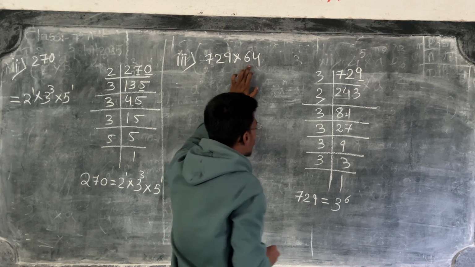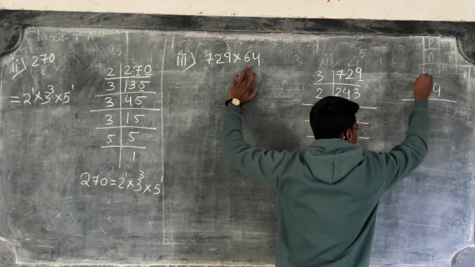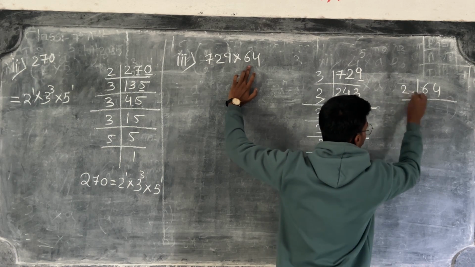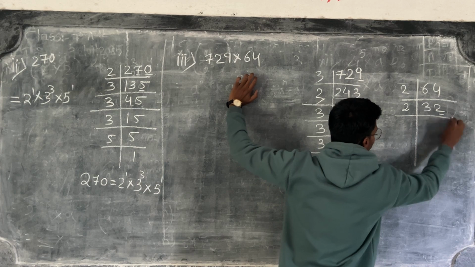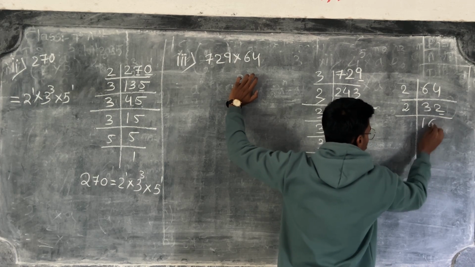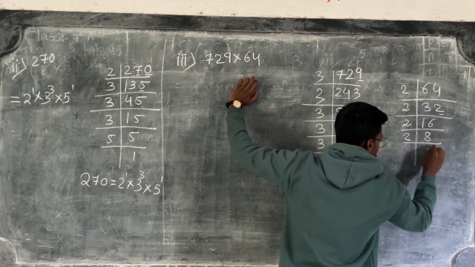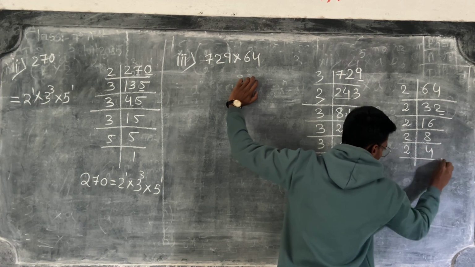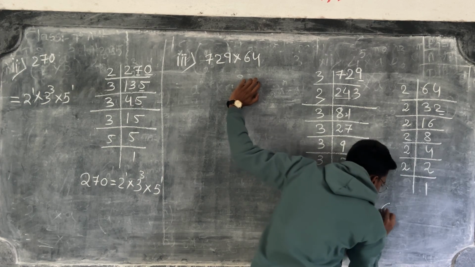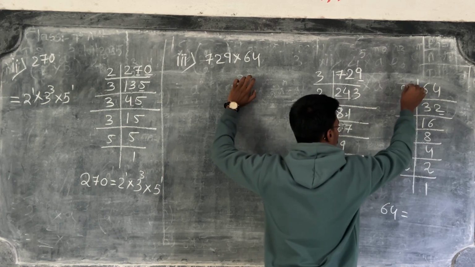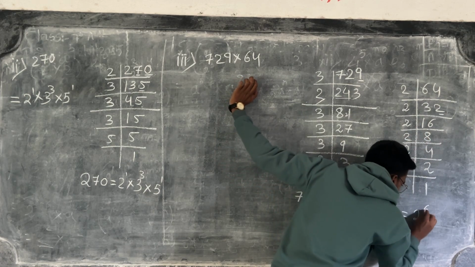Now find the factor of 64. 64 is an even number, so it is completely divisible by 2. 2 3s are 6, 2 2s are 4, again even number, 2 1s are 2, 1 carry, 2 6s are 12, 2 8s are 16, 2 4s are 8, 2 2s are 4, and last 2 1s are 2. What is the factor of 64? How many times 2 is here? 1 2 3 4 5 6. 2 to the power 6.